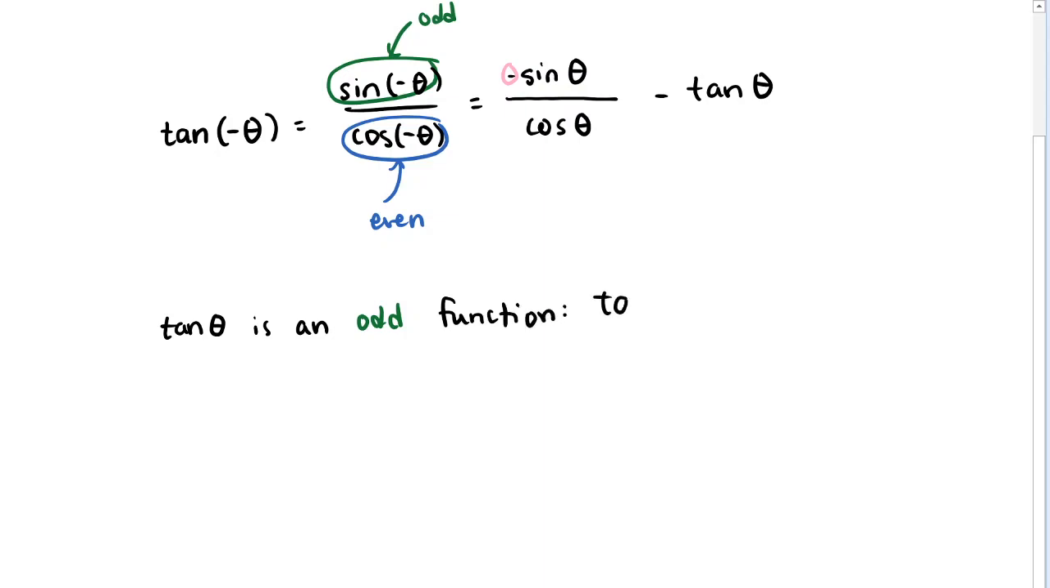So here what we're saying is that tangent of theta is an odd function. In other words, tangent of negative theta, if we negate the input, we really are doing the same thing as negating the output. It's negative tangent of theta.